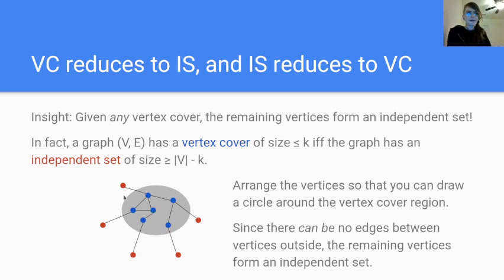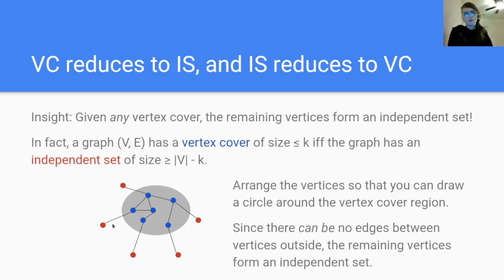And you can see that here. Arrange the vertices so that you can draw a circle around the vertex cover. So here we've put all the vertex cover vertices inside this circle. You can just rearrange the way that you plot it on the page. So this is a vertex cover. That is, we have covered every edge in the graph with at least one vertex. At least one end of each edge is covered in the vertex cover.